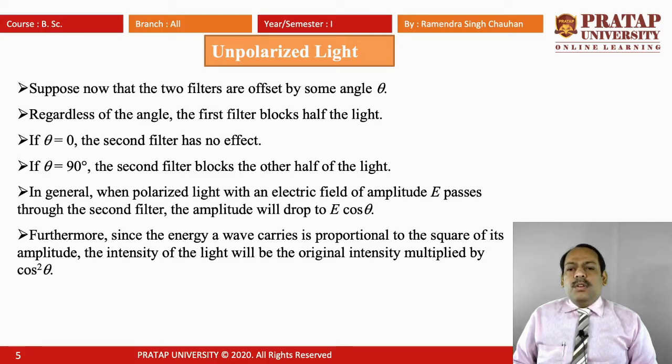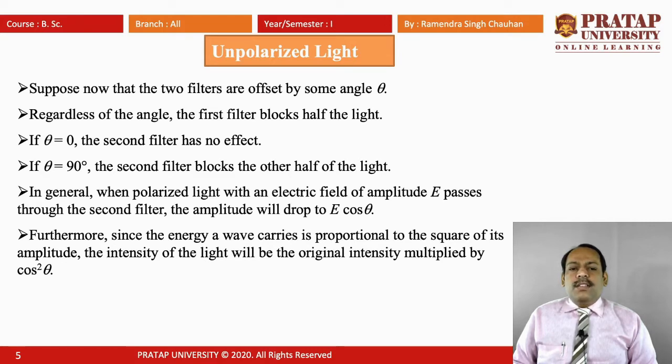In general, when polarized light with an electric field of amplitude E passes through the second filter, the amplitude will drop to E cos theta. Furthermore, since the energy a wave carries is proportional to the square of its amplitude, the intensity of the light will be the original intensity multiplied by cos square theta.